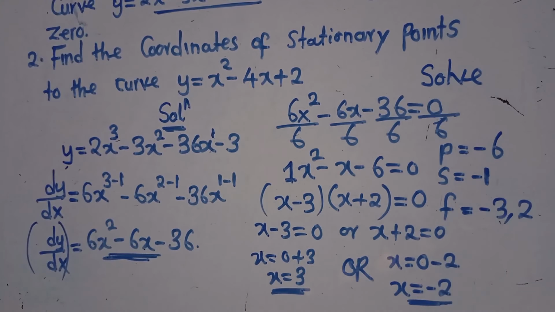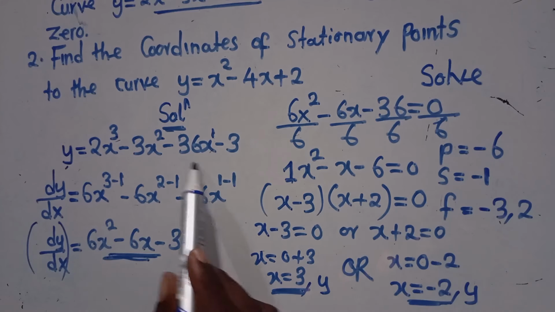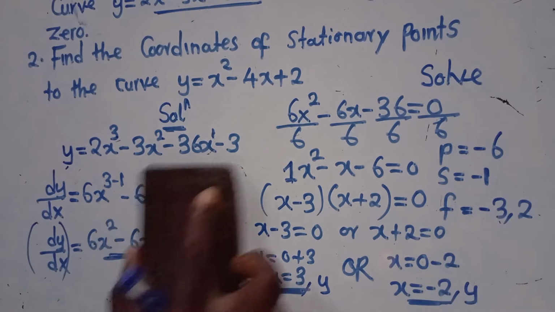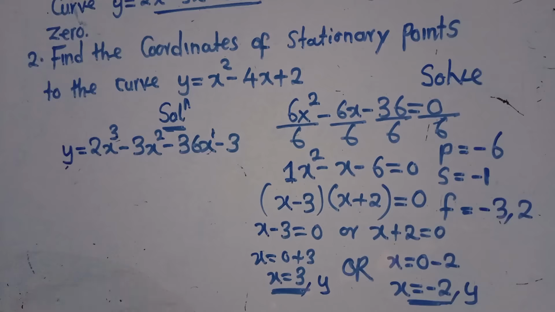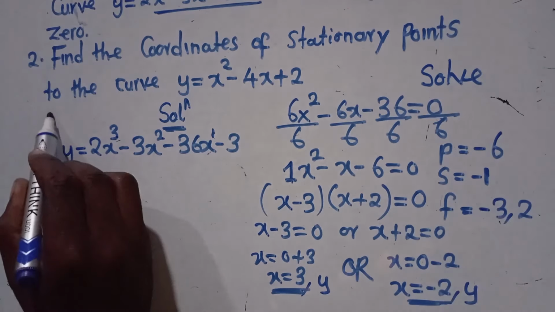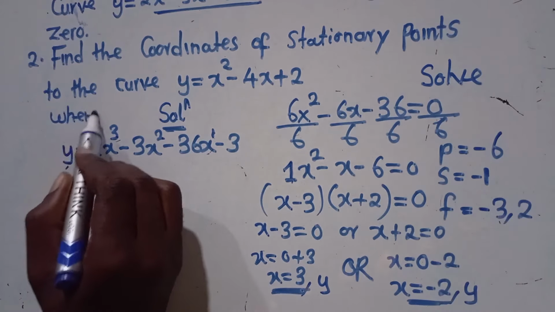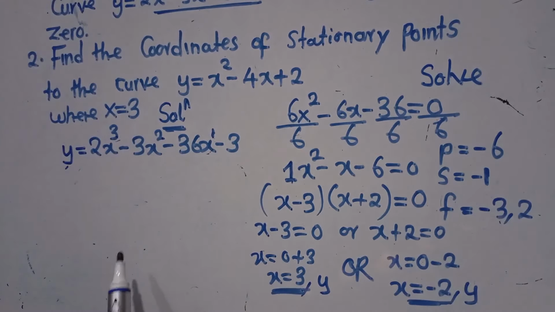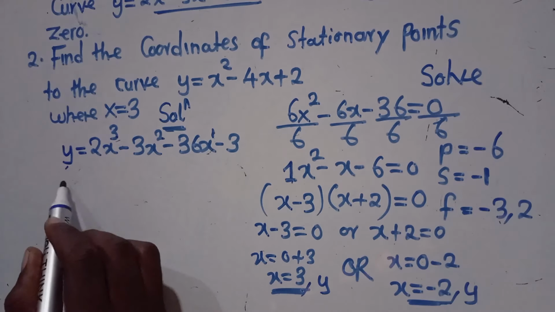So what I'm supposed to do now is find the other values. This one needs to have a y, and even this one needs to have the value for y, so that I find the coordinates. So I'll get the original equation, this same equation. This is the equation that I have. On top here, where x is 3, I find the value for y.